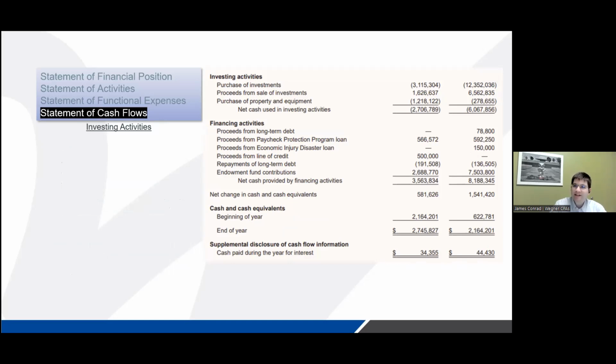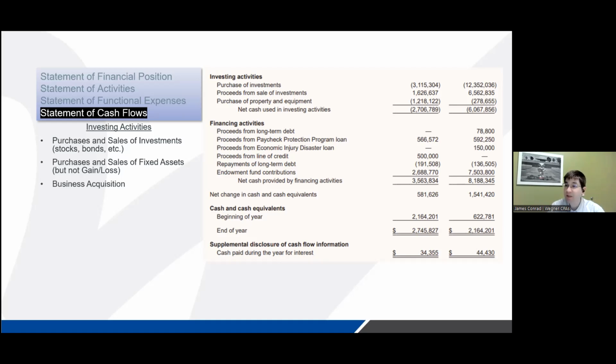Less frequently, you're going to see investing activities, so your purchases of investments, but more frequently, you're going to see the purchases of fixed assets, but not the gain and loss. We're talking you purchased a building, purchased land, purchased vehicles, those big things we were talking about. It could even be a business acquisition if companies merged. You're unlikely to see that very often on the nonprofit side. You're going to certainly see it more on the for-profit side, but just as an example.